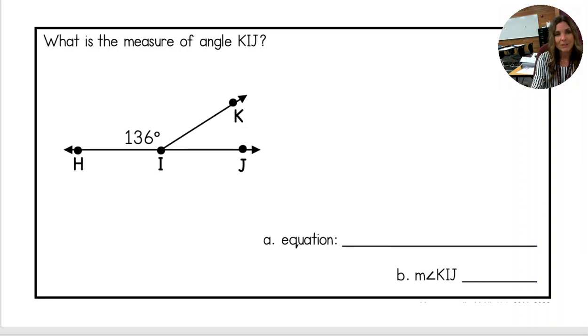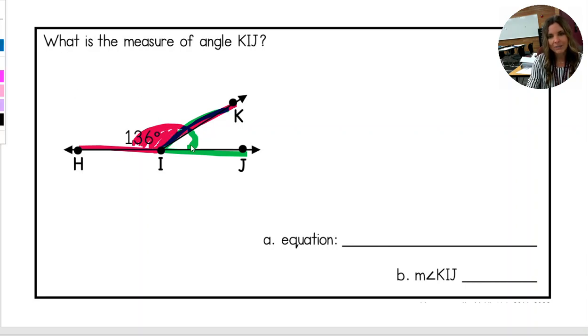What is the measure of angle KIJ? So this is KIJ right here, okay? So we want to know this angle measure. Now, in order to find that angle measure, we need to recognize that this angle right here, this pink one, the measure of that is 136, and the measure of the pink one and the measure of the green one have to add together to be 180 because we know that these two angles are supplementary.